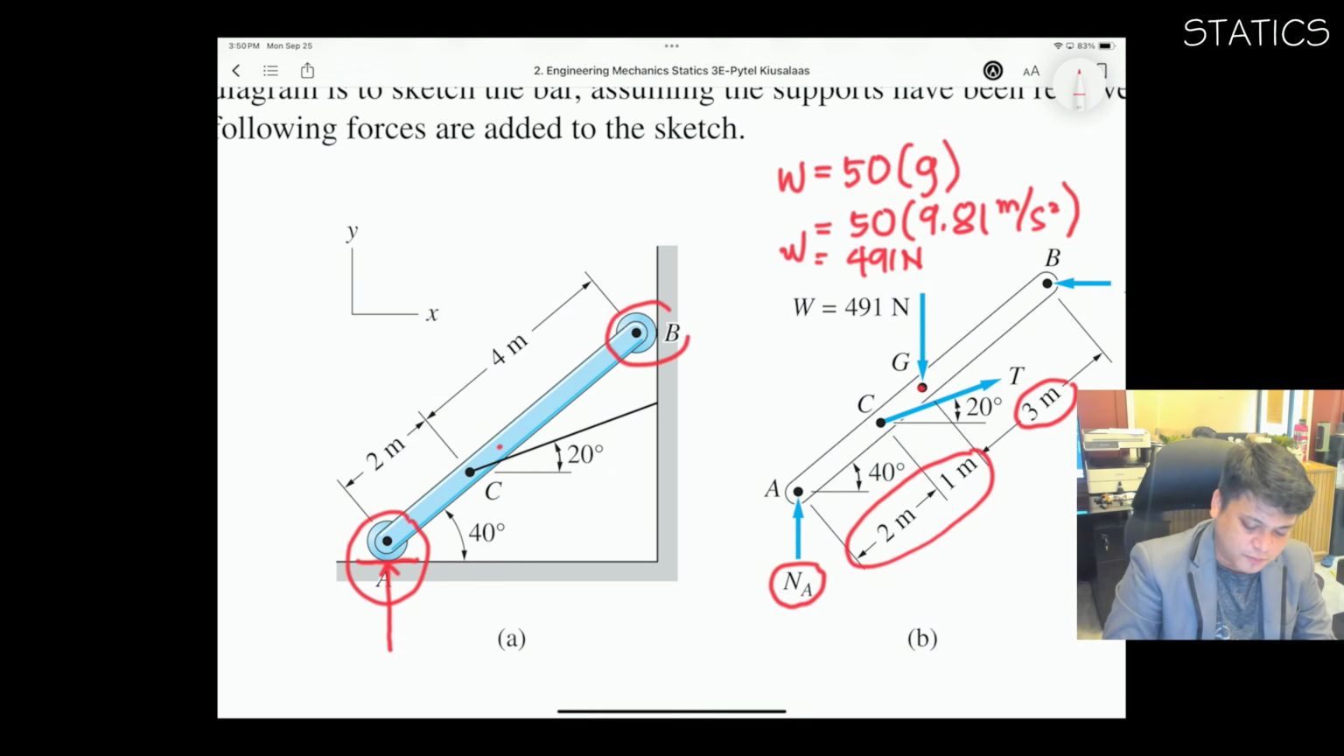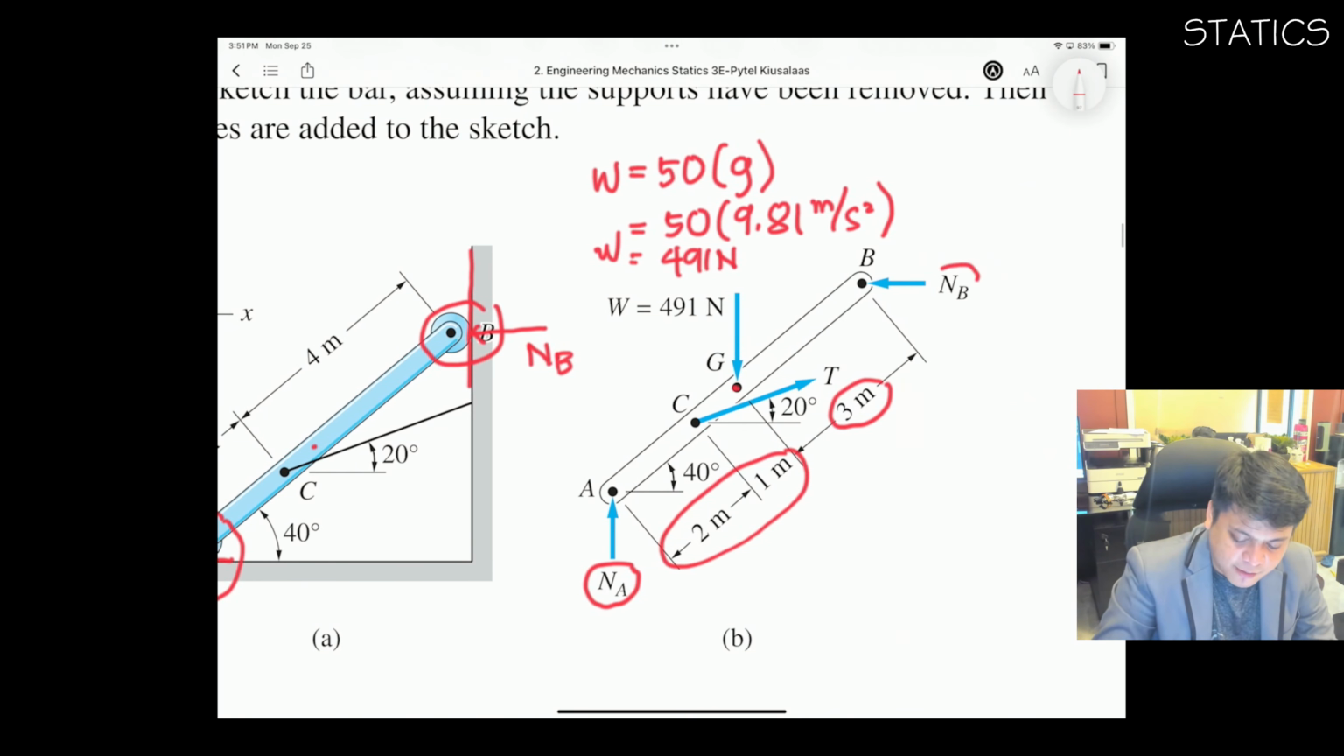Next, on the point B, okay, meron ka ring roller. But again, this is your surface. So, it means meron ka pong perpendicular force since it is a roller. And that is normal to B. Kaya po, ang tawag natin doon is N sub B.